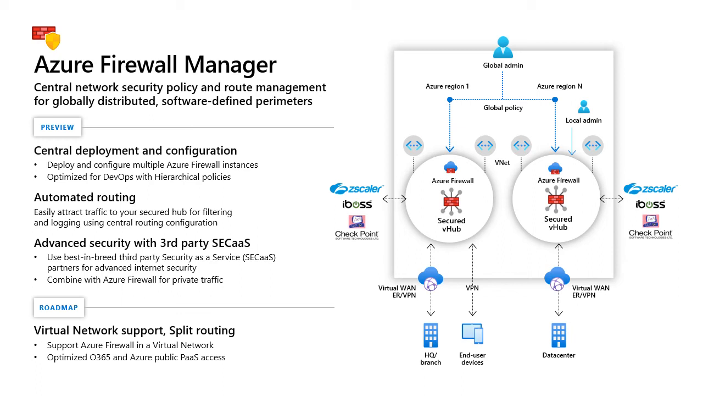We also have a central network security policy and route management service called Azure Firewall Manager. This is the case wherein you have deployed several Azure firewalls throughout your Azure infrastructure across multiple applications separated by VNets. For this one, you can do central deployment configuration, you can do automated routing, you can do advanced security with even third-party security as a service, things like provided by Zscaler, iboss, or Check Point.